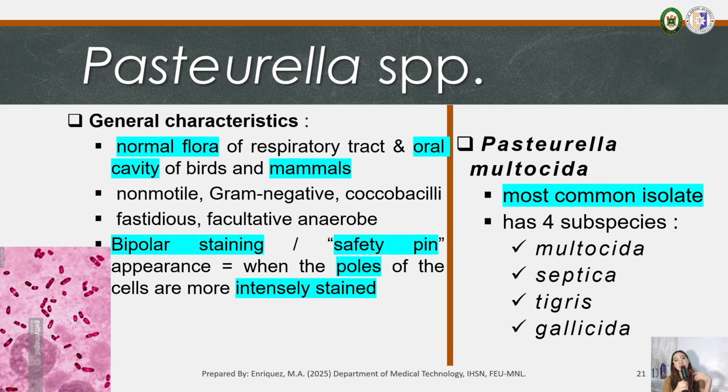Pasteurella species is found normally on the upper respiratory tract of both mammals and birds. Pasteurella are fastidious gram-negative cocobacilli that may resemble safety pins due to bipolar staining. So seen in this photo at the bottom left corner, the ends of each cell are stained more intensely or they appear darker compared to the rest of the cell. Now, the most common isolate for this genus is Pasteurella multocida.